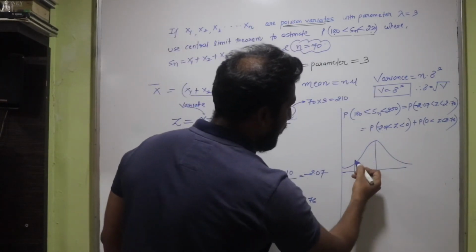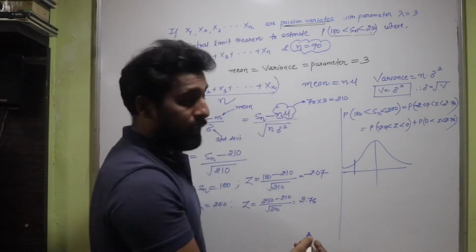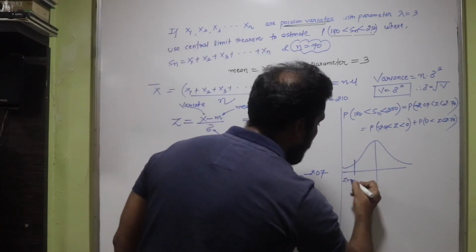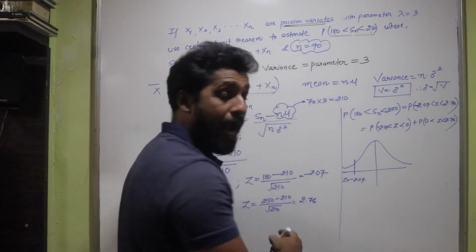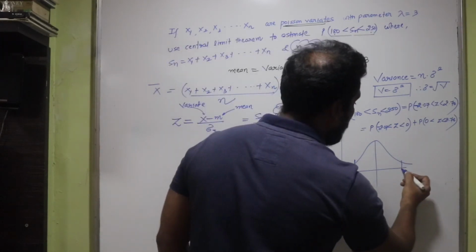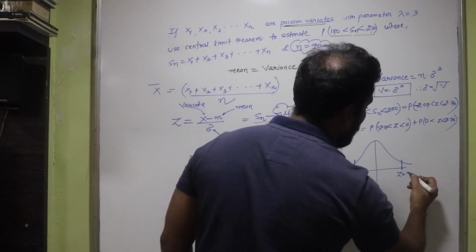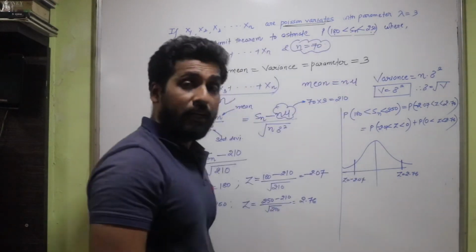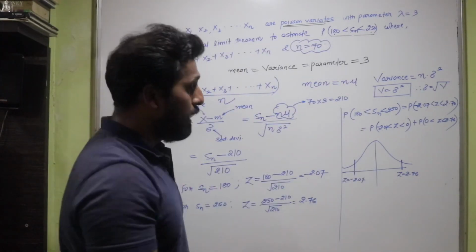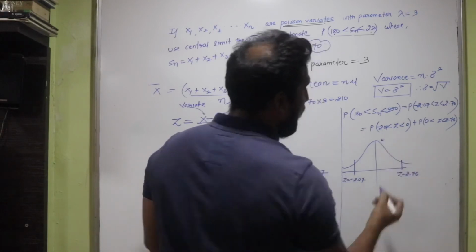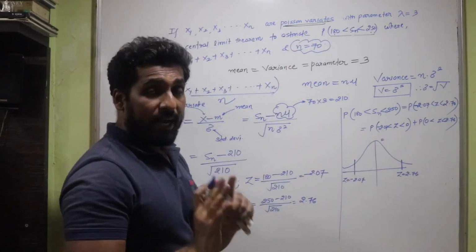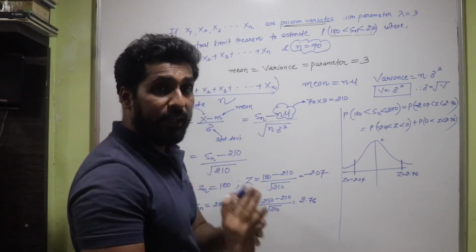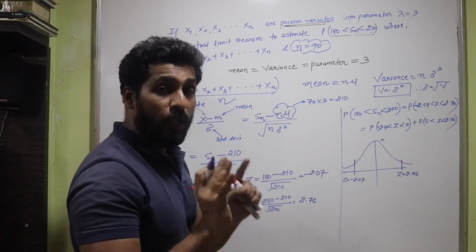So if you again make our usual standard normal curve, minus 2.07 will lie somewhere on the negative side, isn't it? And on the right side we have to go up to 2.76. Now see, these are two different values, not identical values, so you have to solve them separately. Again we know that the standard normal table does not give us any negative values. It will always give us only positive values.